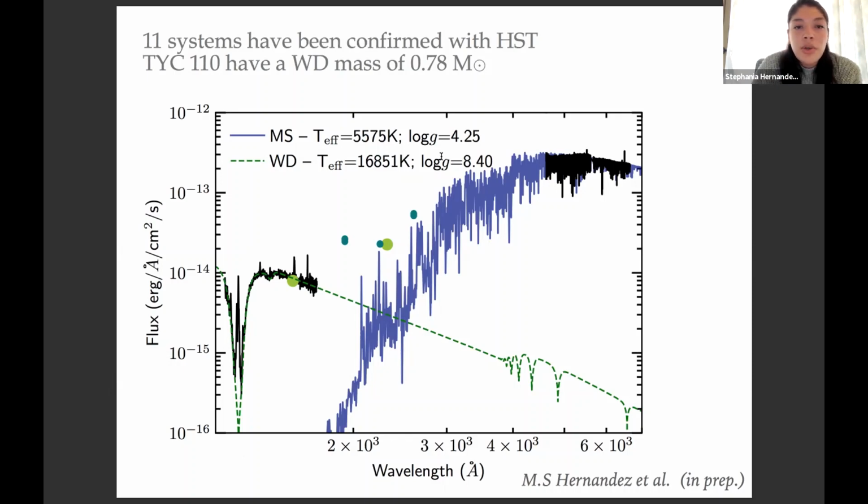In purple is showing the synthetic spectrum from the white dwarf, and in green it's the pure hydrogen. I'm sorry. In purple is the synthetic spectrum from the secondary, and in green the pure hydrogen white dwarf. The light green dots are UVs, far and near ultraviolet, and the dark, small green dots are the X-ray photometry taken with Swift.